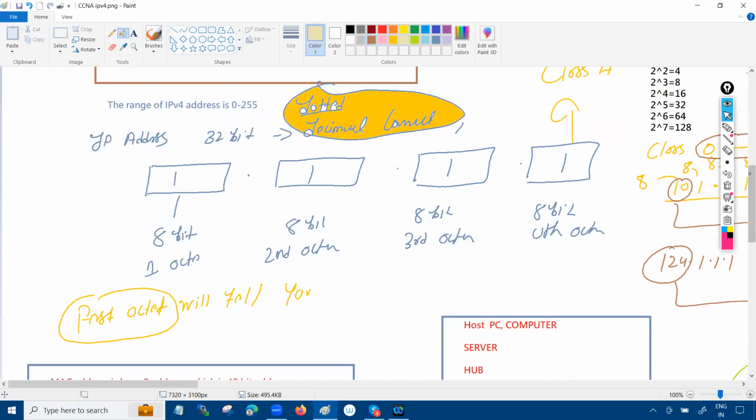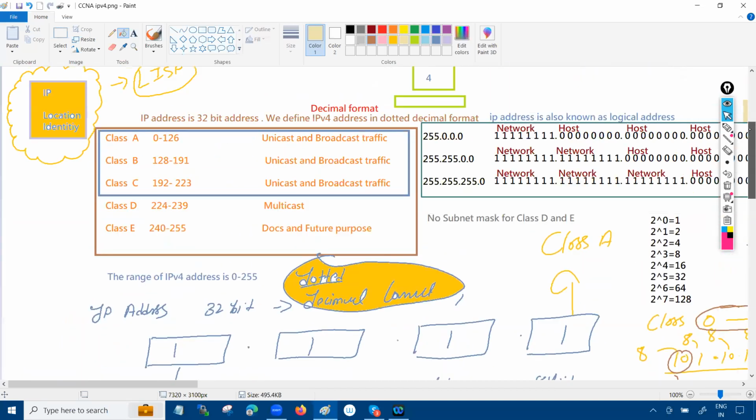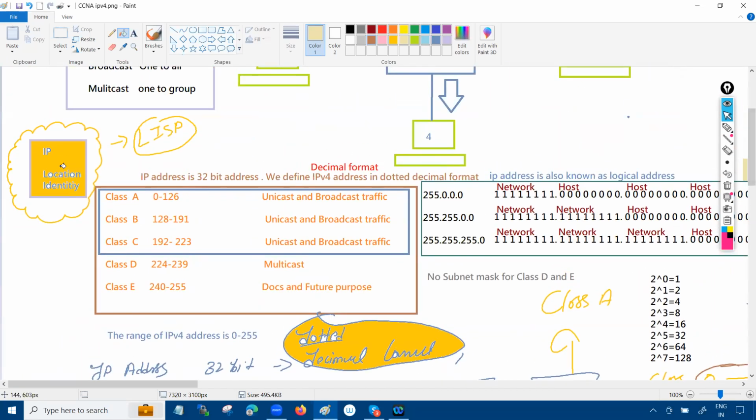Then after that, we have seen the use case of IP. The use case of IP is that it identifies the location and, at the same time, the identity. We have different classes of IP addresses: class A, class B, and class C, which are for unicast and broadcast. Class D is totally dedicated for multicast. Class E is reserved for documentation purposes. Some books write documentation purposes, some write future extension, so don't get confused by that terminology.